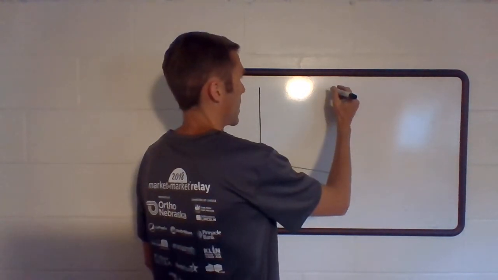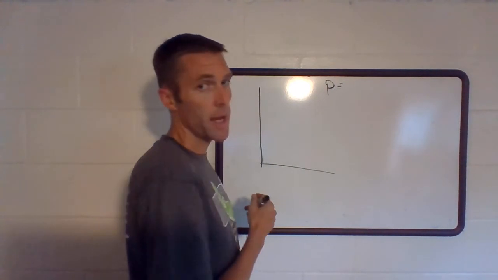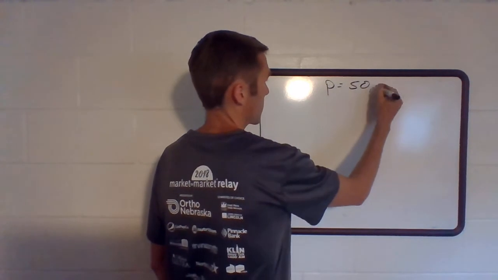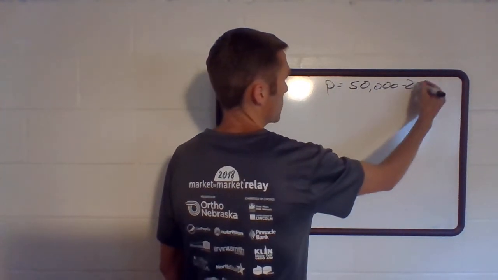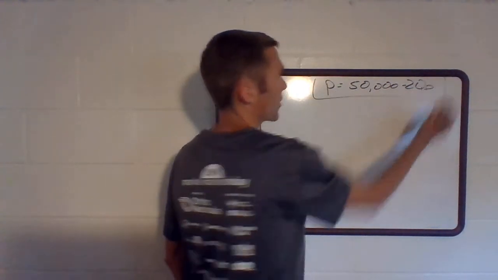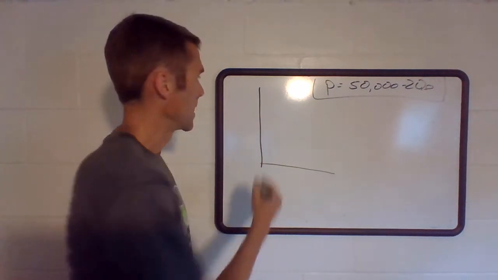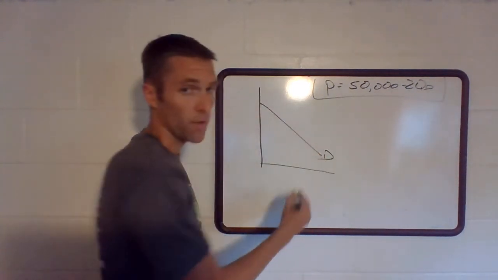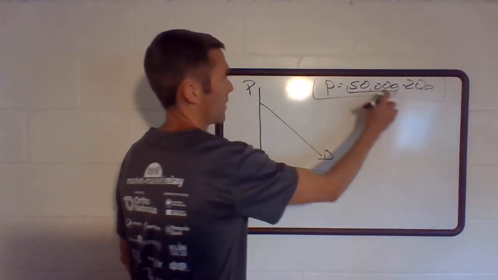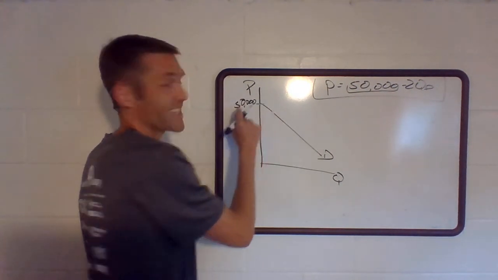So let's say that we're looking at demand for pickup trucks. We say that demand is equal to 50,000 minus 2 QD. So I have this demand curve that's represented by a line. We can put this demand curve on the graph, and I know that 50,000 is here. That's the p-intercept.